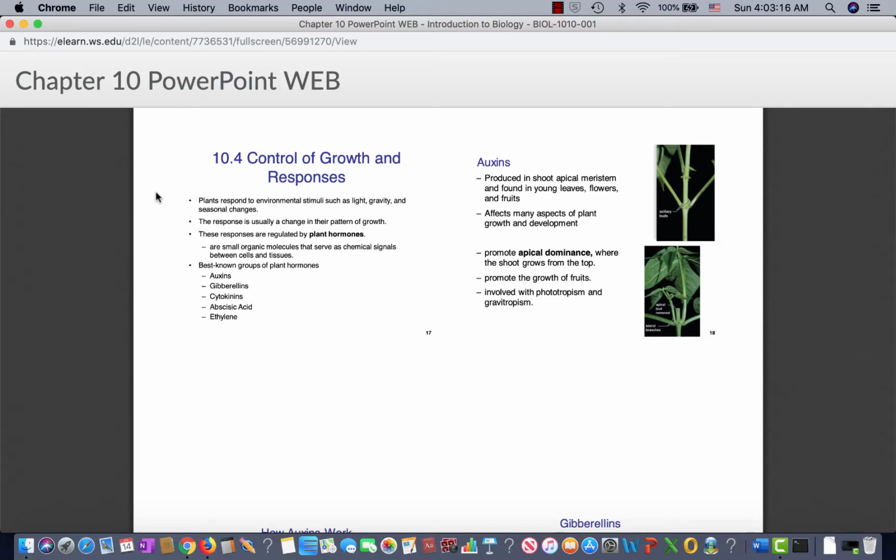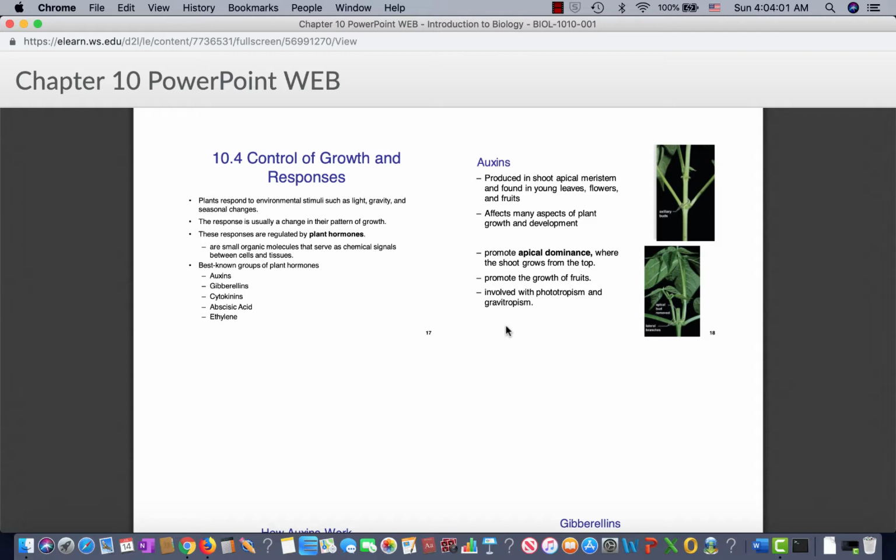A hormone is a small chemical molecule, or a small organic molecule, that serves as a chemical signal between tissues and cells. The best known here are auxins, gibberellins, cytokinins, abscisic acid, and ethylene. Auxins are produced in the shoot apical meristem and are found in young leaves, flowers, and fruits, and they alter many aspects of growth and development. They promote apical dominance, where the shoots grow from the top, promote the growth of fruits, and are involved in photo- and gravitropism.